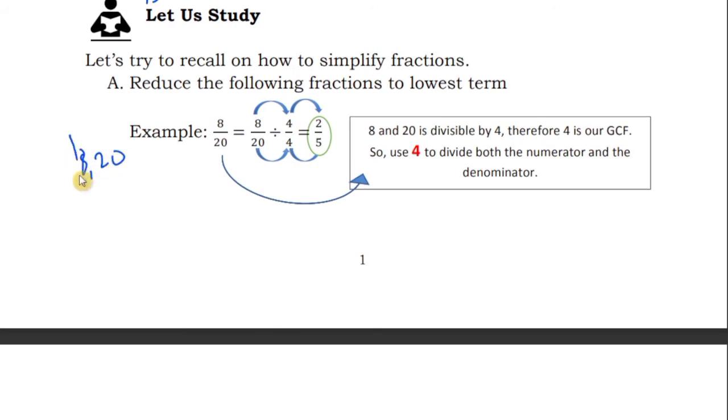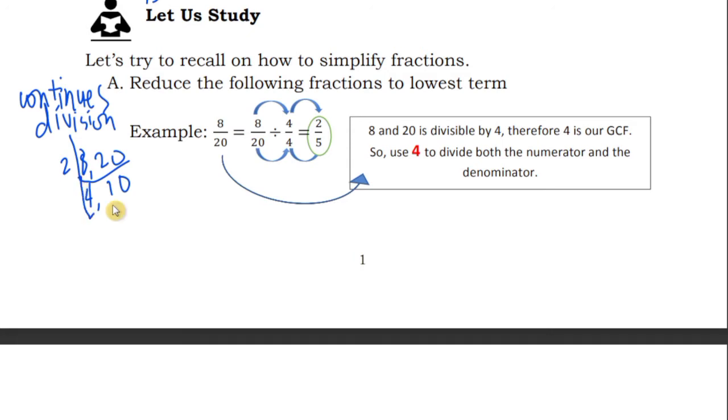What are those numbers that are divisible by 8 and 20? The common number, so let's say 2. We have here 4, because 8 divided by 2 is 4. I made use, by the way, of continuous division for us to identify how to reduce it. So 20 divided by 2 is 10.